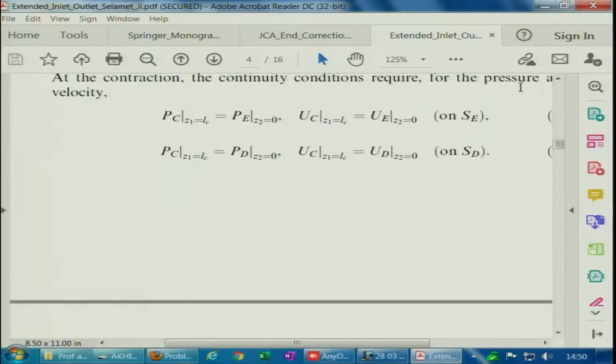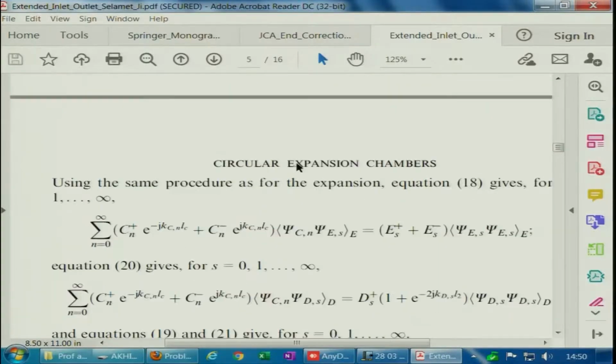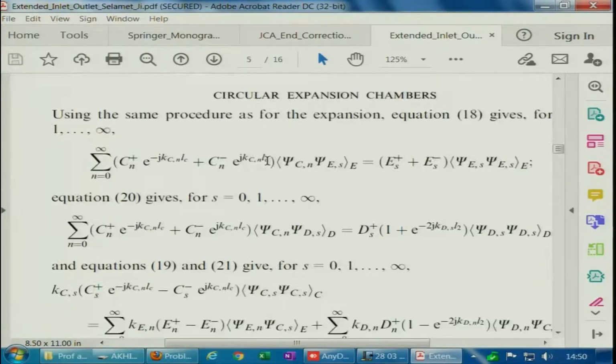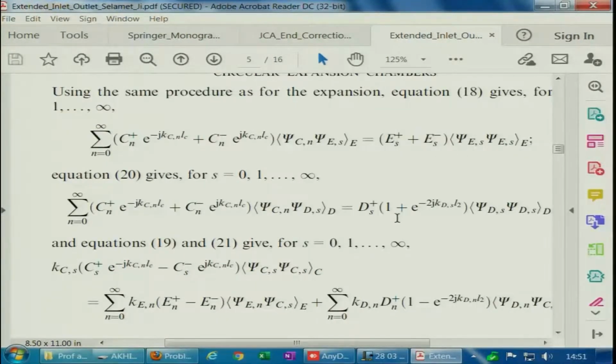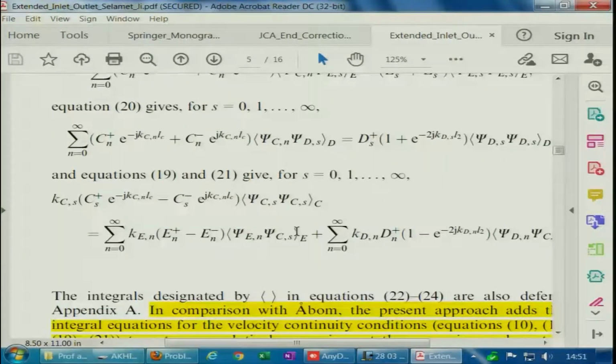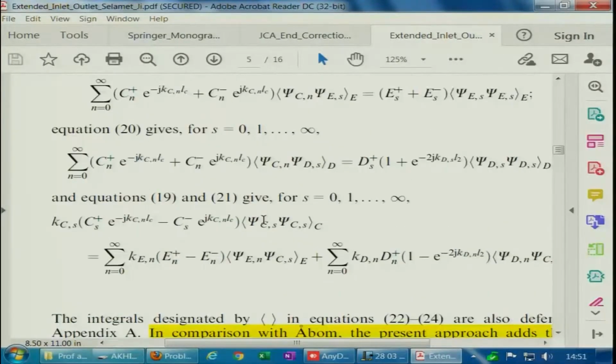Once we have this, we do the same business for the pressure condition: multiply this with the modal summation for the PE port or PD port, and then integrate it. Only a certain term will survive in the port and the annular cavity, and the velocity you multiply by psi c s, and then add these things, and only a particular mode will survive in the chamber.